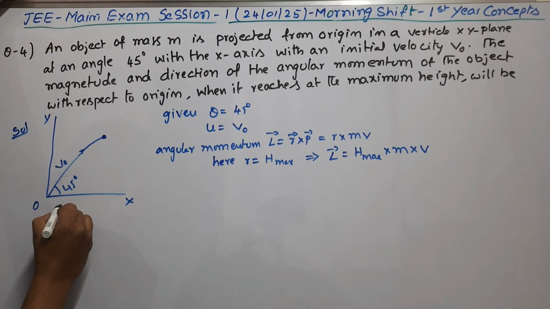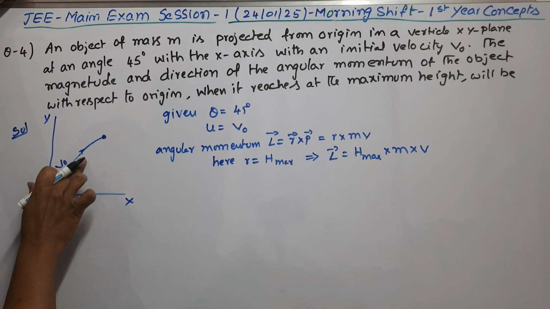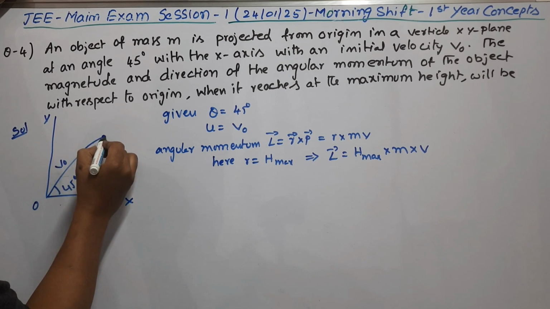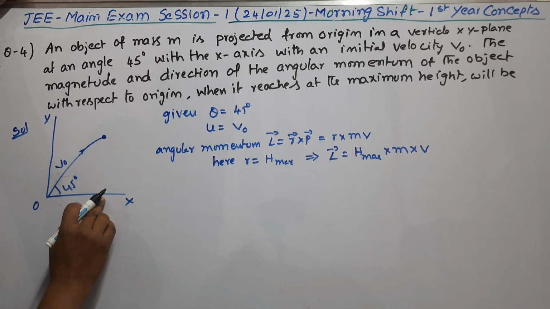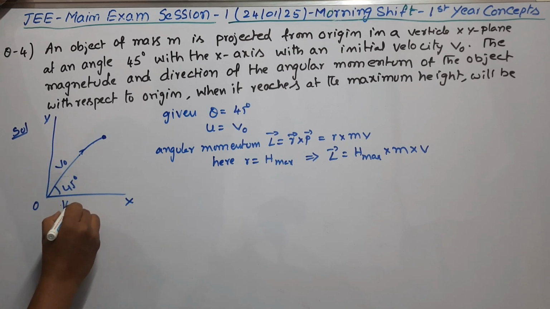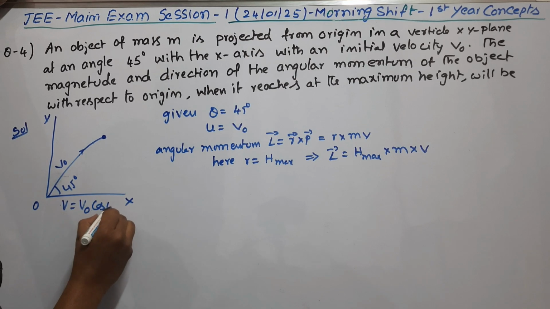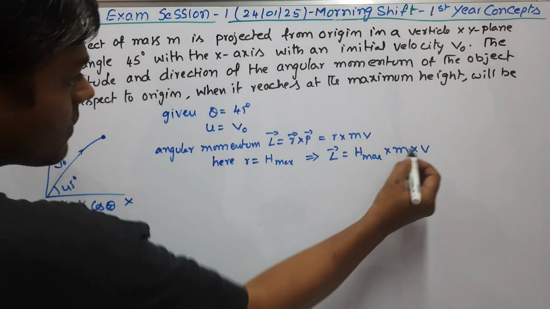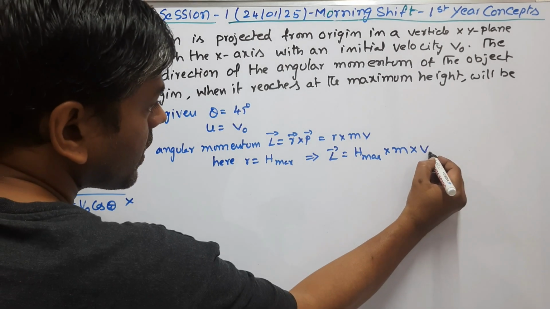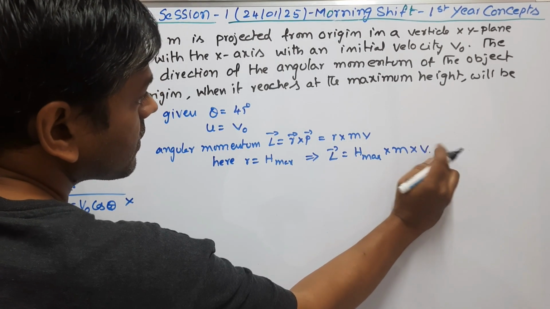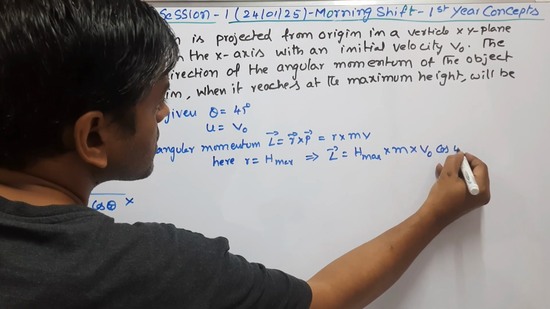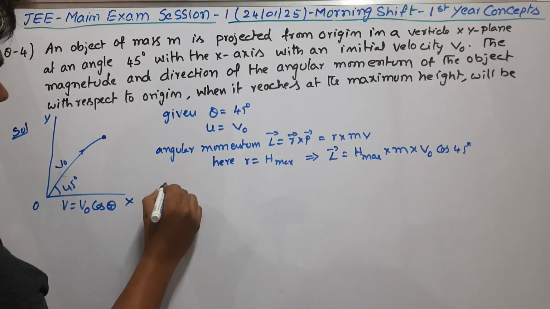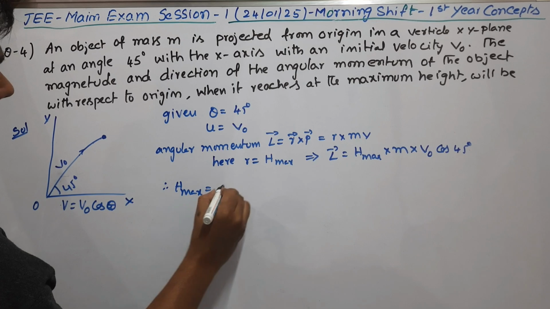After projection, its vertical component of velocity gradually decreases. It becomes 0 at its maximum height. Even though its vertical component is 0, the body has the same horizontal component of velocity, which is constant in the entire journey. What is that horizontal component of velocity? V is equal to V naught cos theta. So here V naught means the initial velocity. V naught into cos theta, with theta equal to 45 degrees.